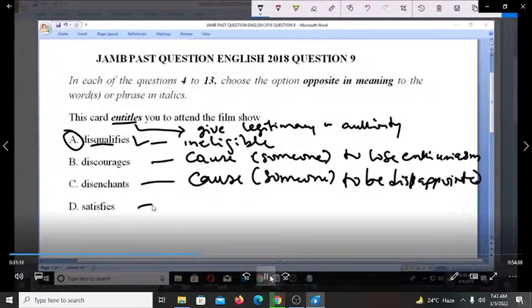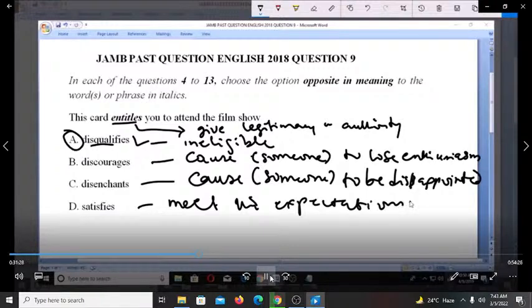And satisfy simply means to meet someone's expectations. That is, you're satisfying the person. Or to meet someone's needs, or it could also be to meet someone's desires. So all these are satisfied. So you can simply see that entitled means to give somebody legitimacy, authority, or eligibility to do something, but disqualify is making someone ineligible. That means you're not qualified to do something. So these two are direct opposites of one another. So that makes option A the right answer, and that is why we're picking it. Thank you.